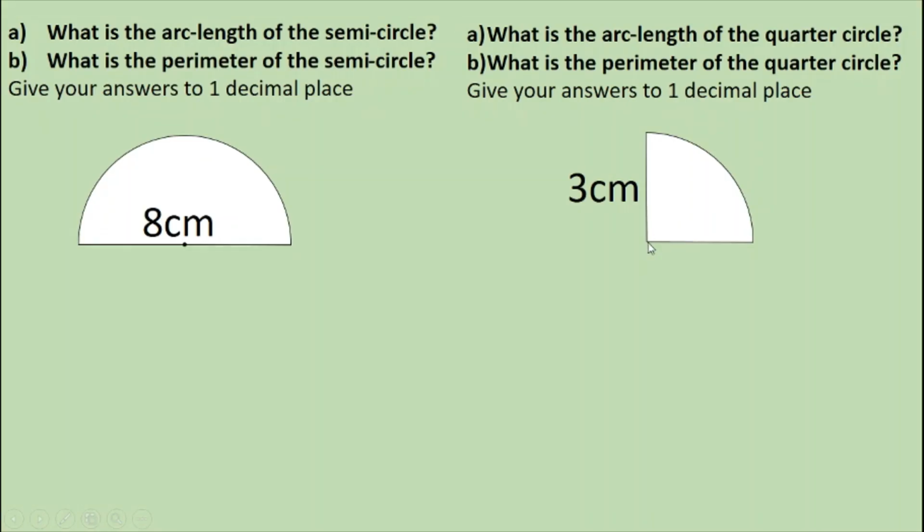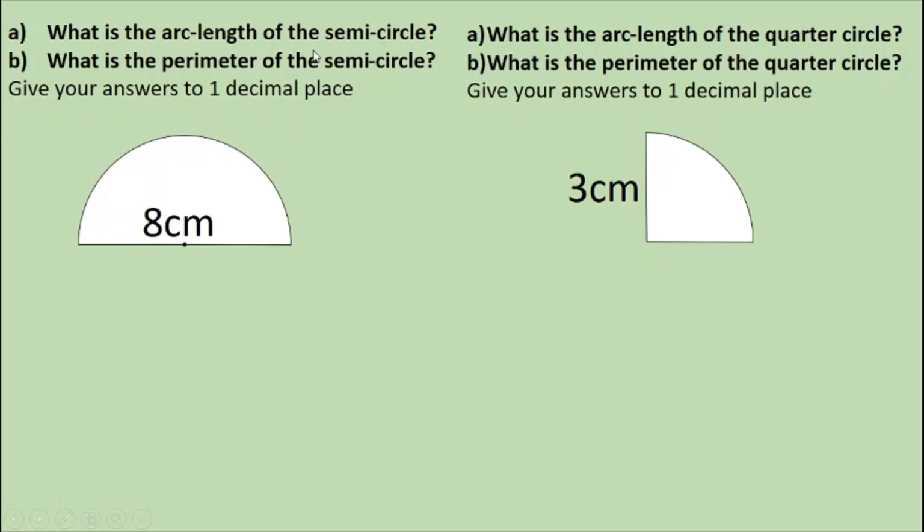Okay, here we have questions asking about arc lengths and perimeters of a semicircle and a quarter circle. We're going to start with just this semicircle over here. It wants your answer to 1 decimal place, and it's first interested in the arc length of a semicircle, then it wants the perimeter of the semicircle, and I've purposely given you both of these at the same time so you can see the difference.